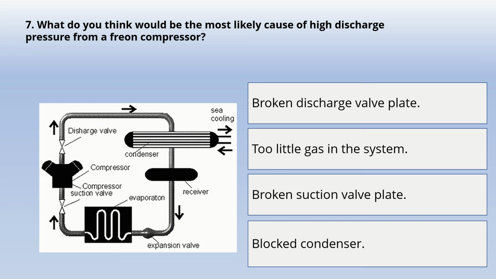Our next question is, what do you think would be the most likely cause of high discharge pressure from a freon compressor? And the options are broken discharge valve plate, too little gas in the system, broken suction valve plate, blocked condenser. And the correct option for this question is blocked condenser.